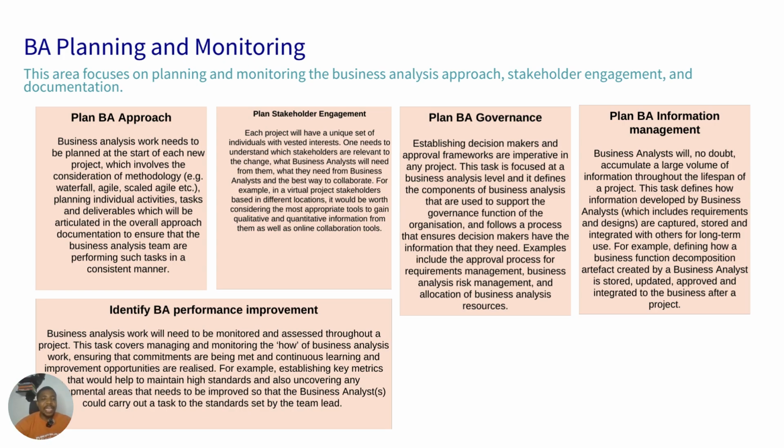Great. The next part is to identify the business analysis performance improvement. This is where you identify how you're going to improve your performance as a business analyst on any project. So this is basically how you monitor your efforts and activities, and ensure that whatever work you are doing as a business analyst on that project, you are learning from it, and there are improvement opportunities for you to get better on the job, right? So this is the BA planning and monitoring knowledge area.